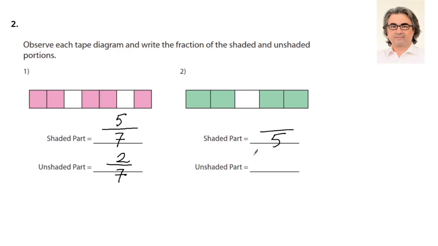written as denominator. What about the number of shaded parts? 1, 2, 3, 4, 4. So 4 over 5 represents the shaded parts. What about unshaded part? 5 is all and only 1. You see from the figure, only 1 I have unshaded. Now let's continue with the next page.